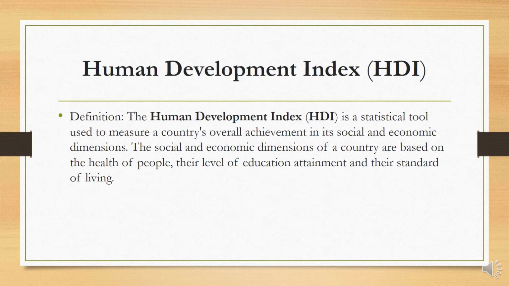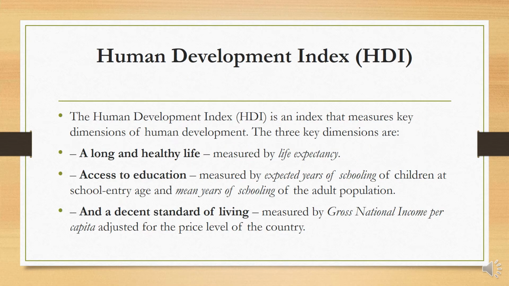Definition: the Human Development Index is a statistical tool used to measure a country's overall achievement in its social and economic dimensions. The social and economic dimensions of a country are based on the health of people, their level of education attainment, and their standard of living. The Human Development Index is an index that measures the key dimensions of human development.